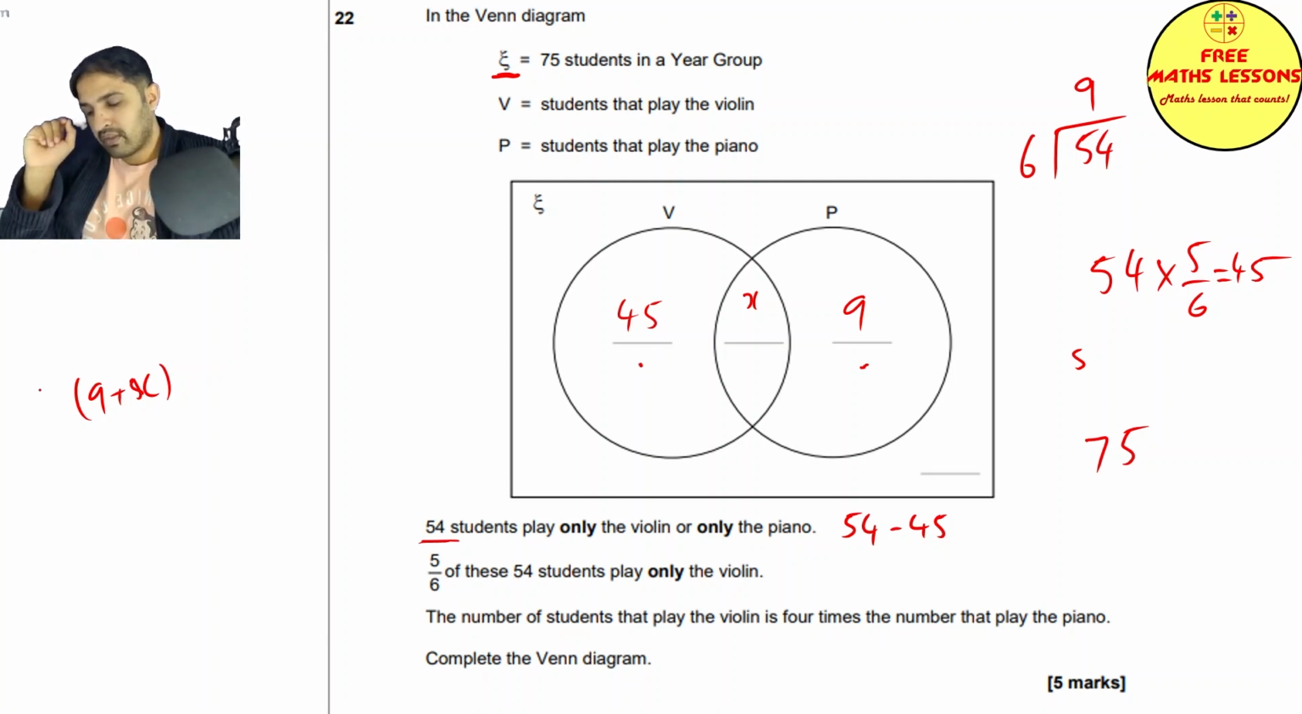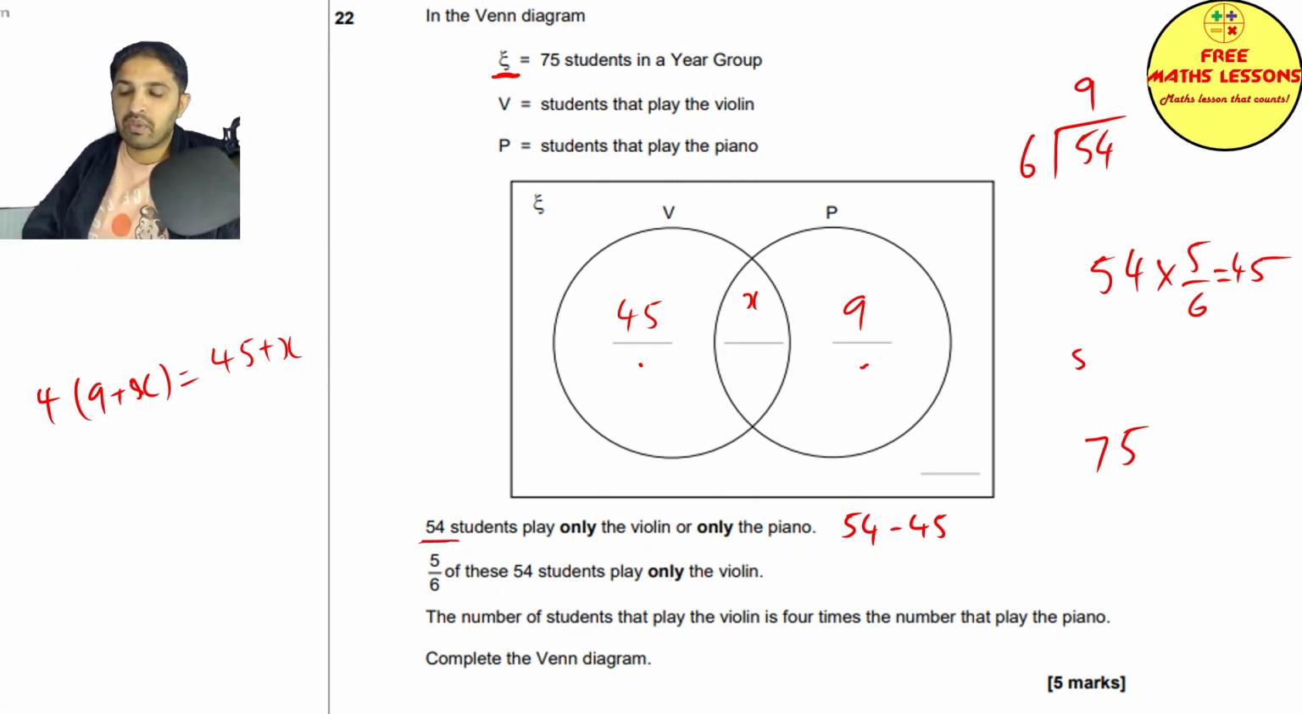Okay, so piano is 9 plus x, that's the number of people who play piano, and the violin would be 4 times 9 plus x. So the violin would be 45 plus x. So 45 plus x should be 4 times (9 plus x). That's the equation we're going to have to solve to work out what x is.